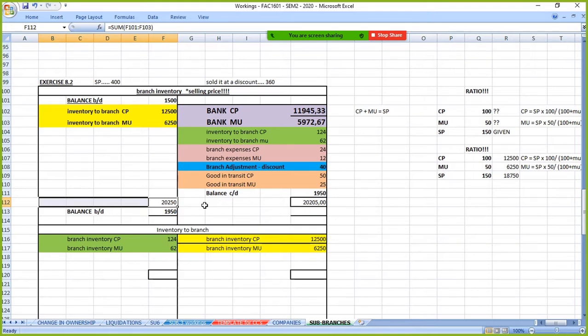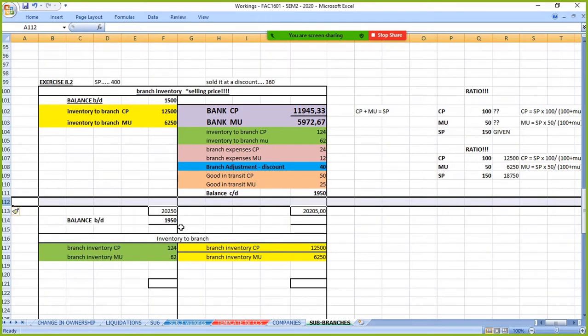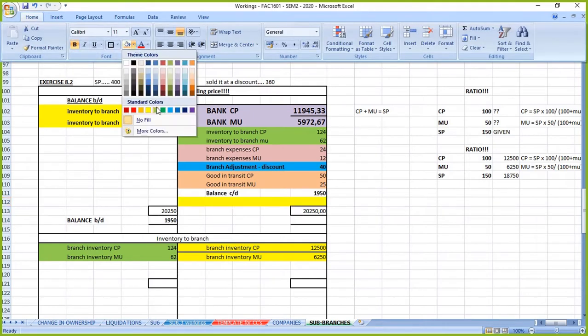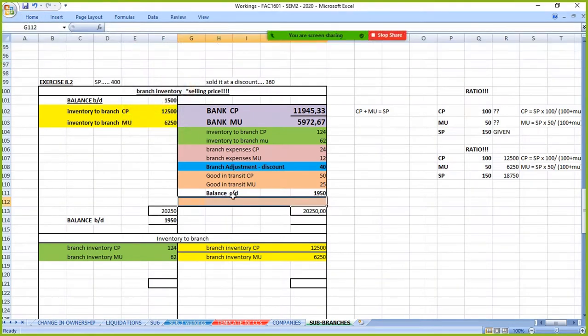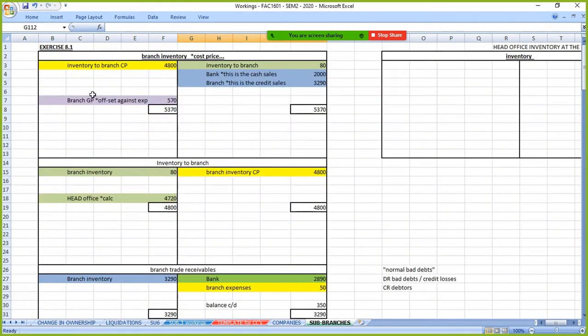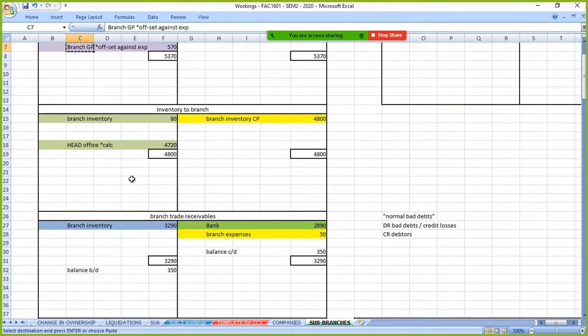Okay, so we need to provide for the difference. So that needs to be inserted. That's the bigger total, so that goes on this side. Then we need to work out the balance. This balance would be the markup, the same as before. Let me use the same text as before. Branch inventory here, copy paste.